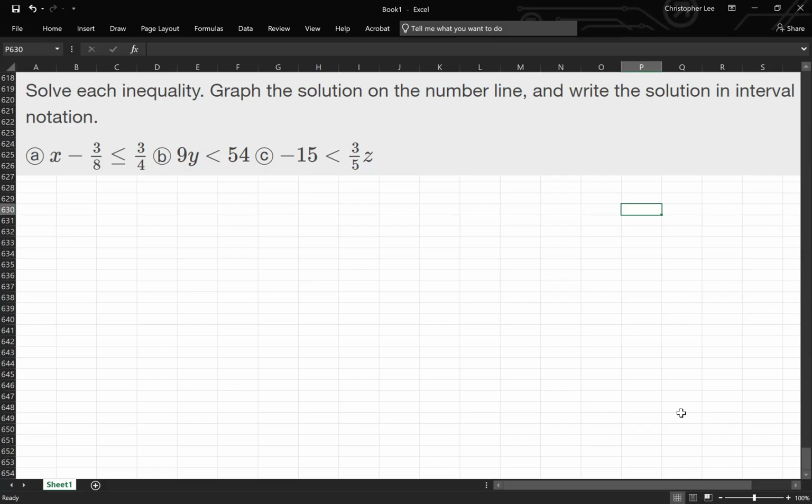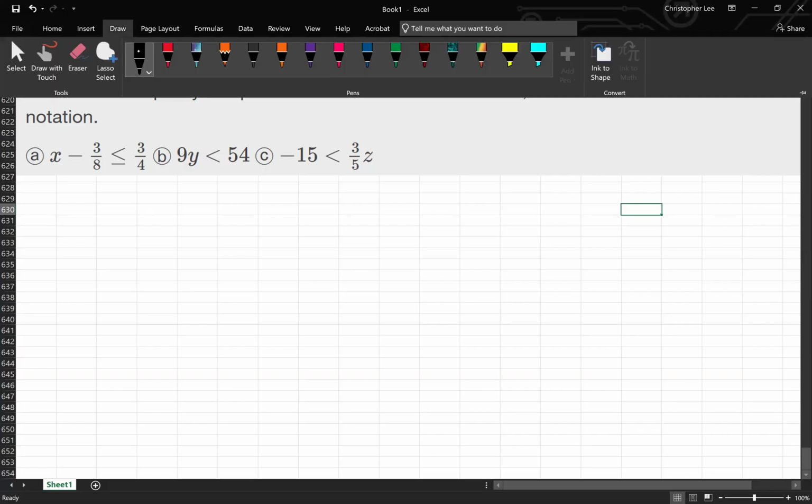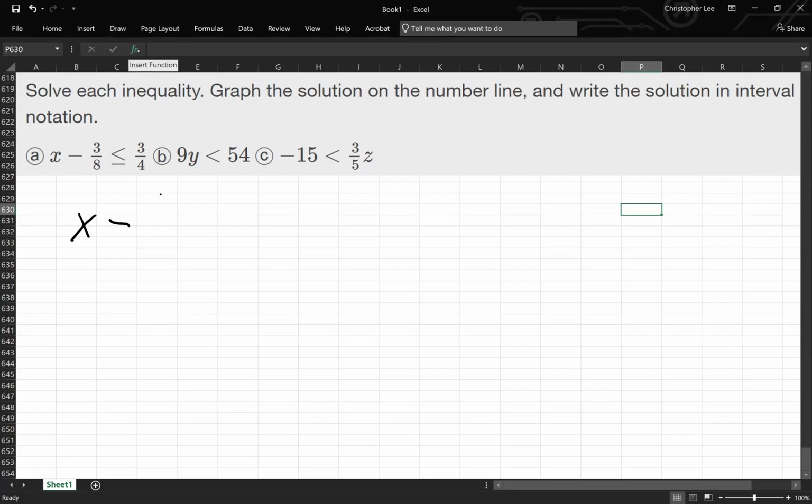All right, so I have X, hold on, let me get a pen real quick. I always forget to get my pen. So I have X minus 3 over 8 is less than or equal to 3 over 4, right? Listen, even though you see fractions here, I don't want you to let fractions bother you. Fractions are just numbers. Treat them as such. I have X minus 3 over 8 less than or equal to 3 over 4.